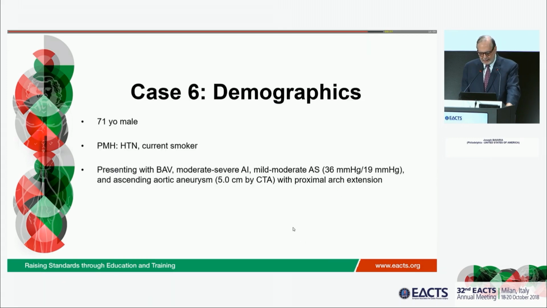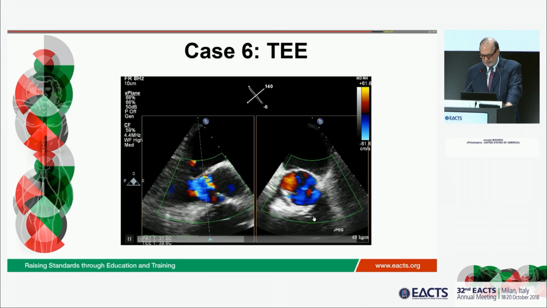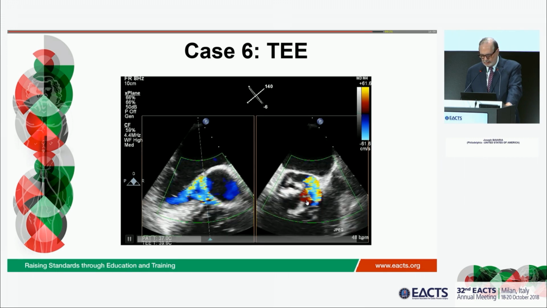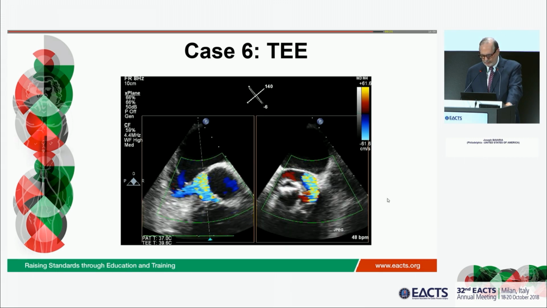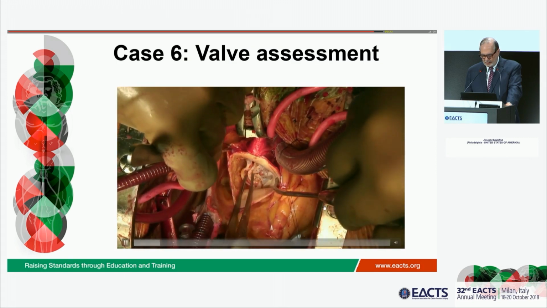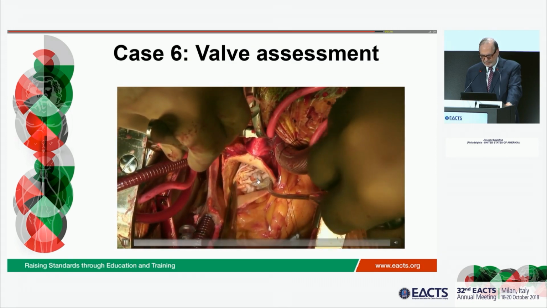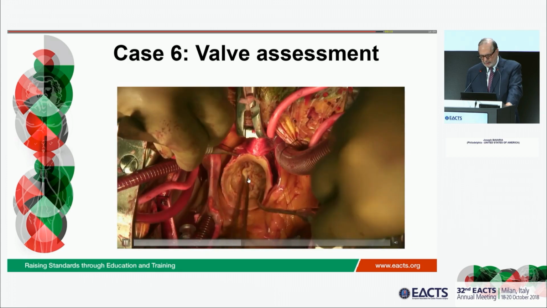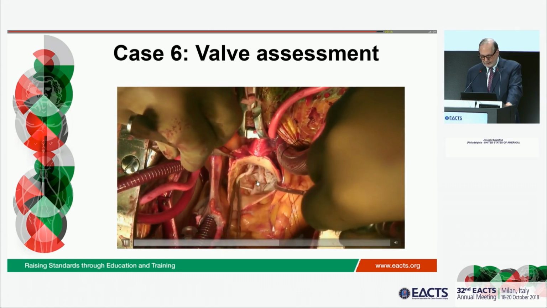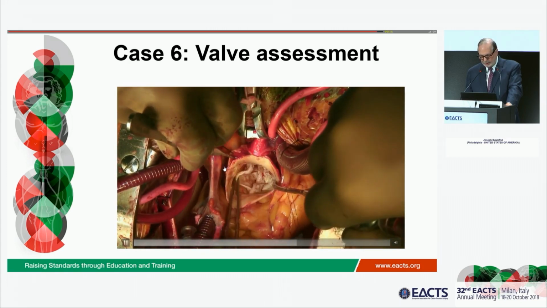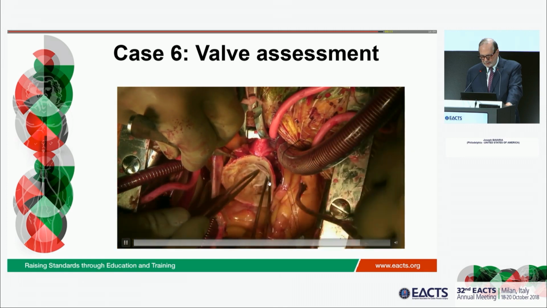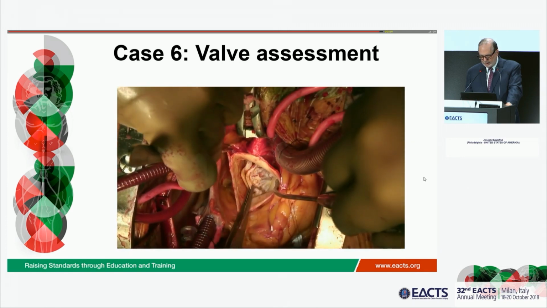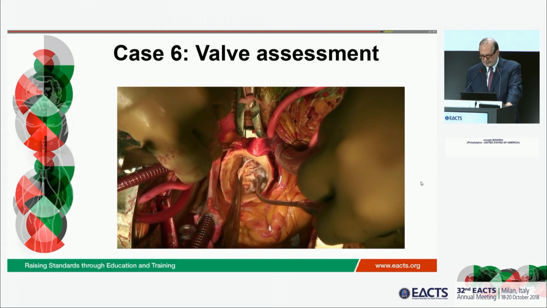So the last case is a 71-year-old. This is BAV. He's got moderately severe AI, mild to moderate AS, a 5-centimeter aorta, and you can see that he has a lot of AI, a ton of AI. This is an interesting valve assessment. He's 71 now, remember. He's got an excellent leaflet here, good motion. This leaflet here, though, has a big calcified load on it in the conjoined cusp.